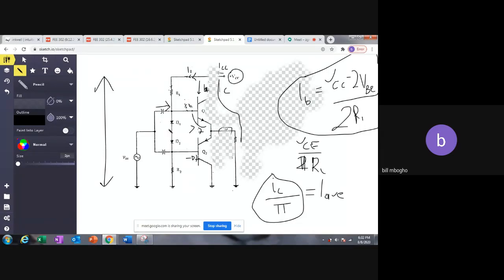It's VCC minus 2 VBE divided by R1 plus R2, always like that, because these two resistors and these two diodes divide the total voltage that's crossing here. So it has to be VCC minus 2 VBE divided by R1 plus R2.